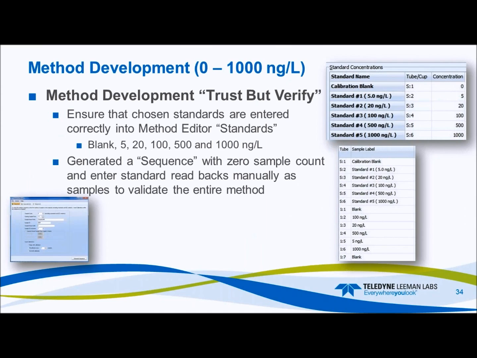So I'm going to ensure that the standards I've chosen are entered in. So I'm going to run with a blank, 5, 20, 100, 500, and 1,000 nanograms. I'm going to generate a sequence with 0 sample count because I want to enter in my standards manually as readbacks to validate the entire method.